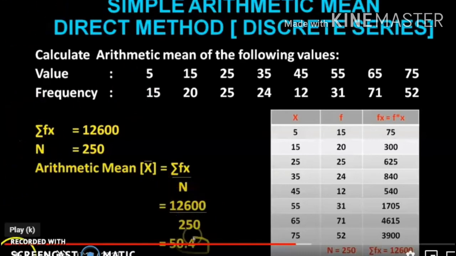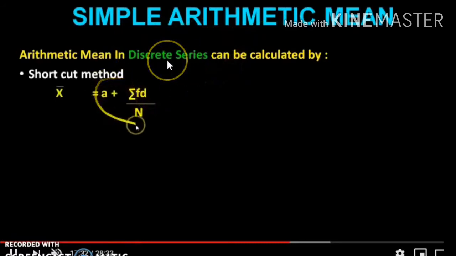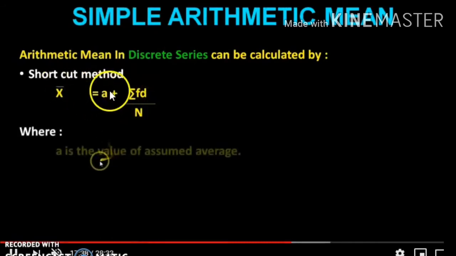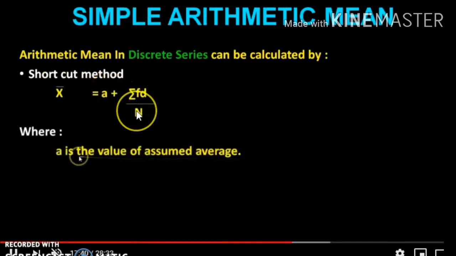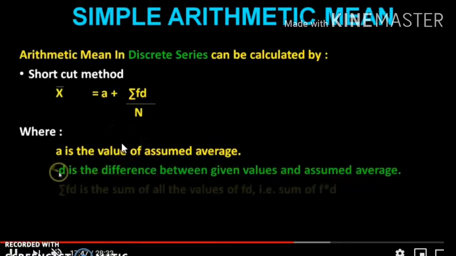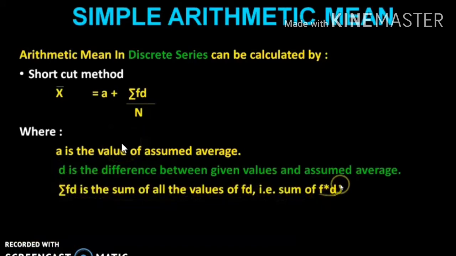You have to find the arithmetic mean by the shortcut method in discrete series, that we are going to see here. So the formula is x bar equal to a plus sigma fd by n. So a is, as you know, the assumed average. So one value has been found from the x. So that is known as what? Assumed average. So here two series are there, frequency and x column.